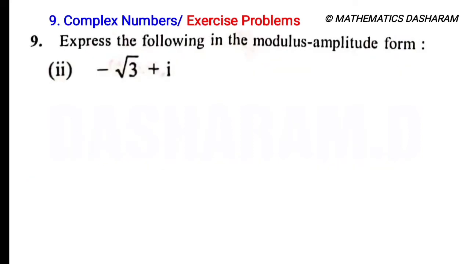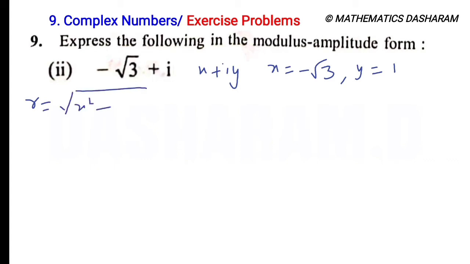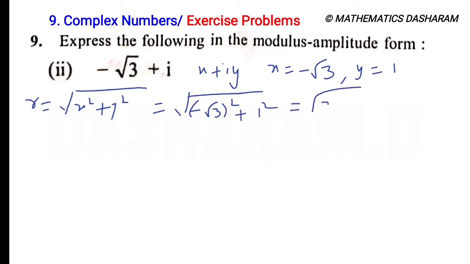Second problem, minus root 3 plus i. So compare with x plus iy. Then x value is minus root 3 and y value is 1. Then r equals under root x square plus y square. So r means modulus of the given complex number. So substitute x and y values. Minus root 3 whole square plus 1 square. Minus root 3 whole square is 3, plus 1 square 1. So root 4, answer is 2. So here r equals 2.